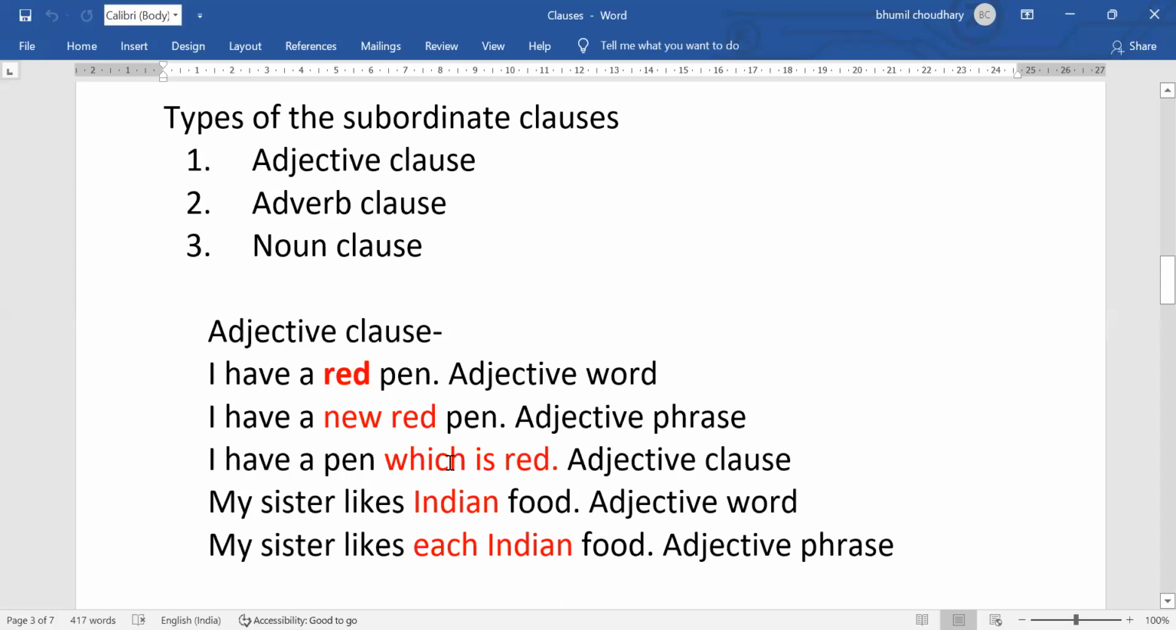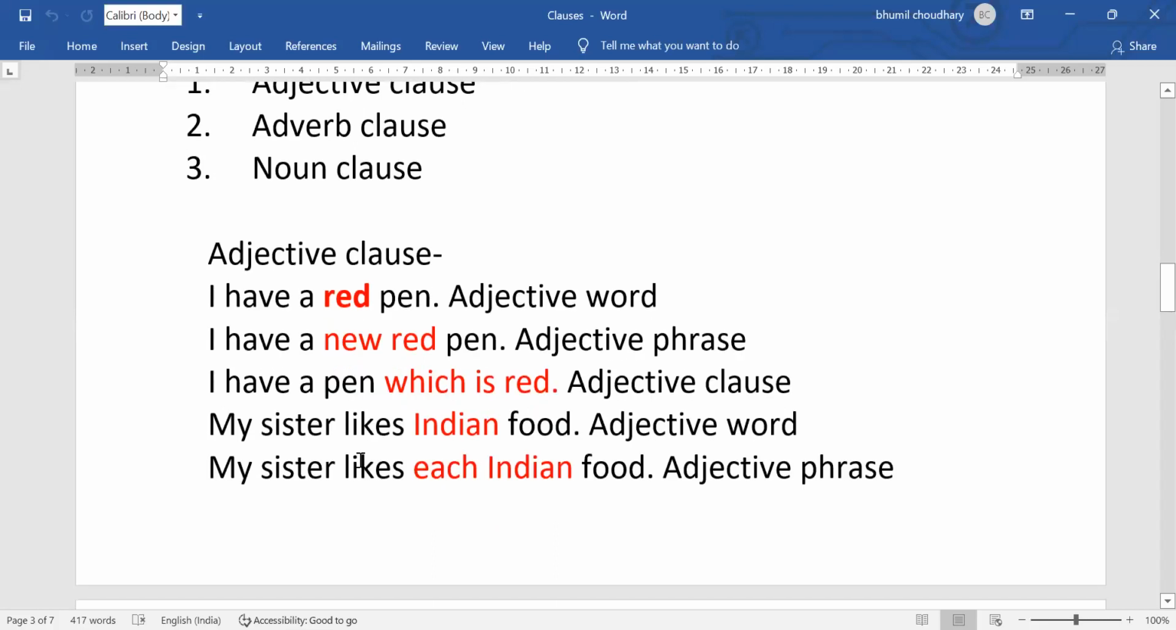Why is this a clause? Because the subject is which and is is a finite verb. So subject plus finite verb is called a clause. And the type of this clause is an adjective clause. Why? Because it is describing the pen, right? I hope you must have understood this.